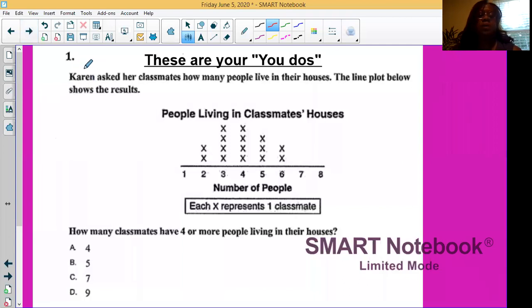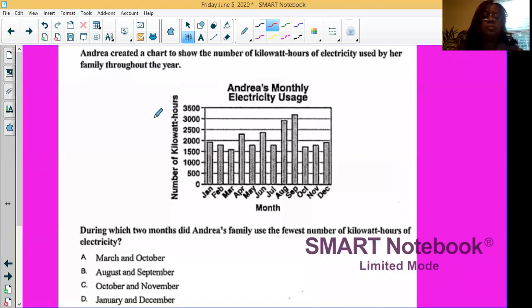All right, your next 4 problems are you-dos. So you're going to do the next 4 by yourself. Okay, and remember for this one is a line plot. Each X here stands for one classmate. So each one of these stands for a classmate. How many classmates have 4 or more people living? 4 or more. That's very similar to the problem we just did. So think about what we just did for that. Your next one, we did this one a couple of days ago, so I'm not going to go over that one. But this is the exact same problem we went over.